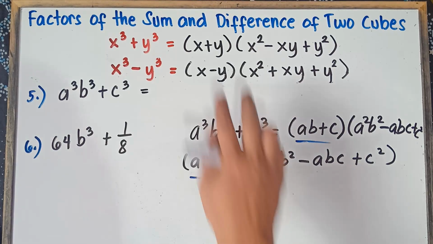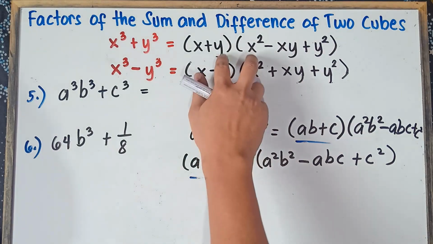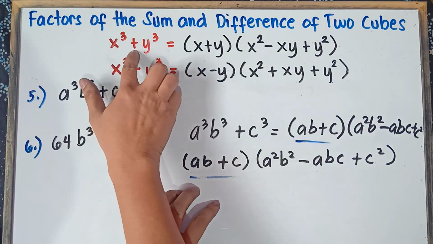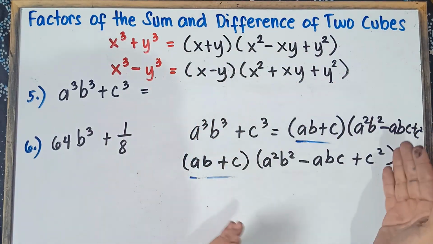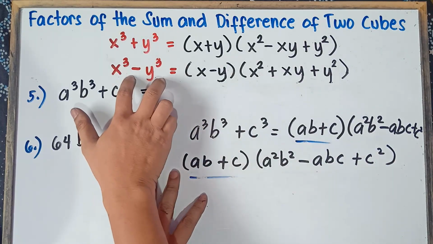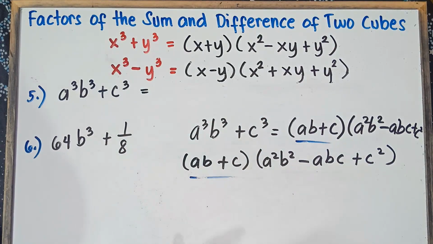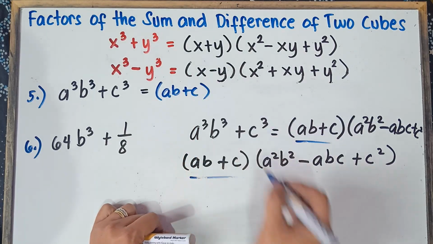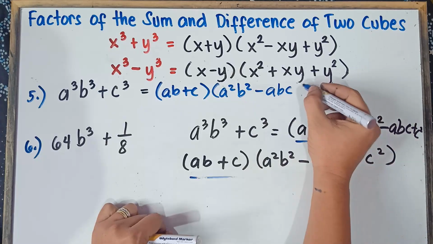Once again, class, if you master this one, I'm sure it is very easy to answer. If you master the following equation, just remember that one, class. If you have sum, your first factor will be plus, and then your second factor should be alternate, positive, negative, and then positive. Now, if you have minus, your first factor has minus, and then your second factor will be all positive. So that's the thing, class, that you need to remember. Alright, so this will be our answer. We have ab plus c, and then we have a squared, b squared, minus abc plus c squared.